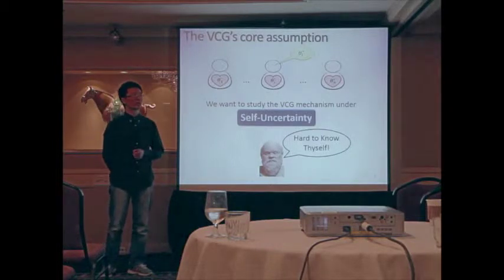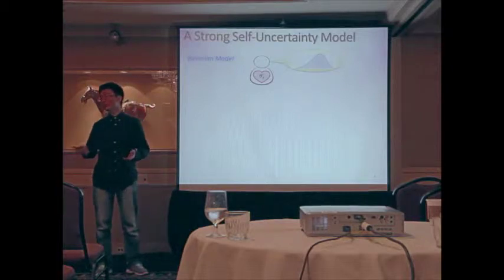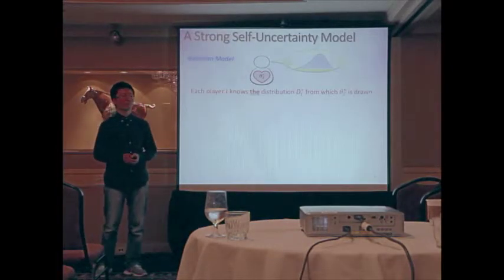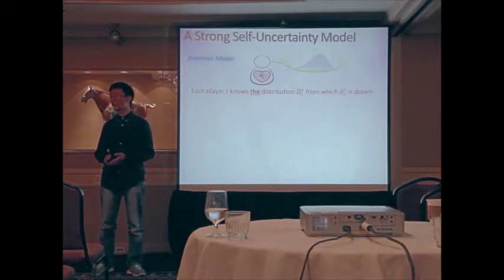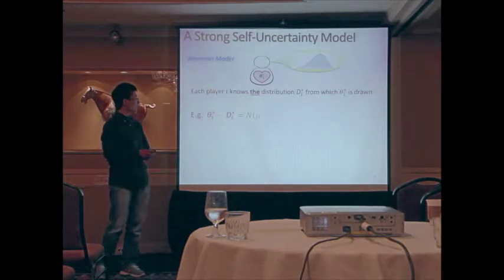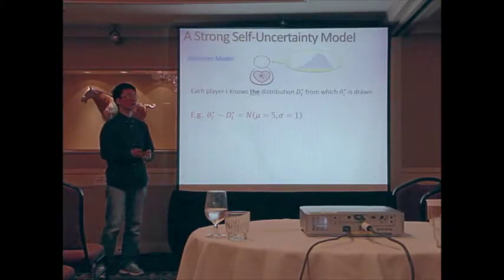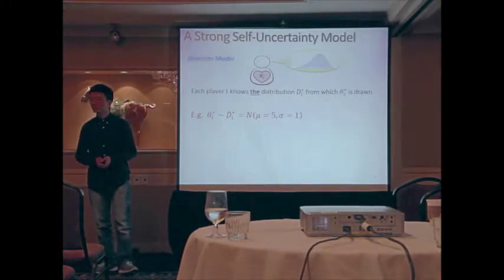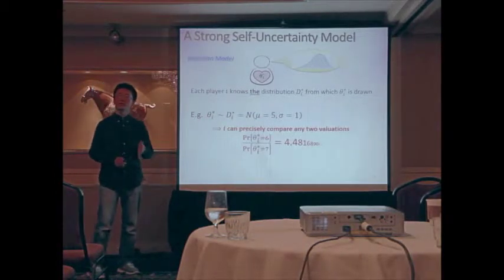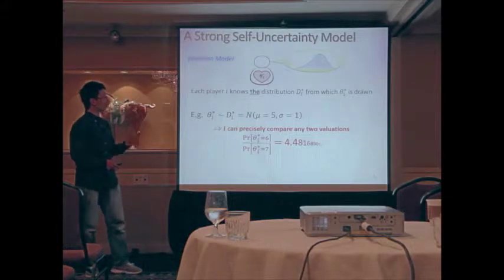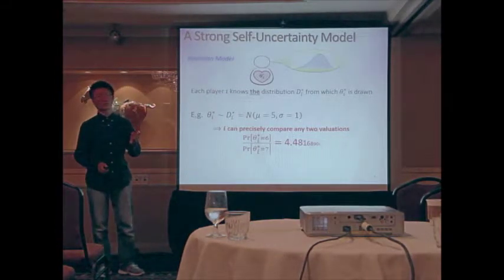But how to model self-uncertainty? One possible way is to use maybe the Bayesian distribution. Player i knows the distribution from which his true valuation is drawn. For instance, the distribution may be, say, the Gaussian distribution with a mean and standard deviation. But if you think a little more about it for a few minutes, that implies this player i can precisely compare the probabilities between any of his two valuations.